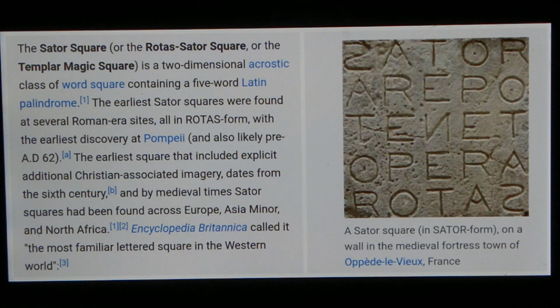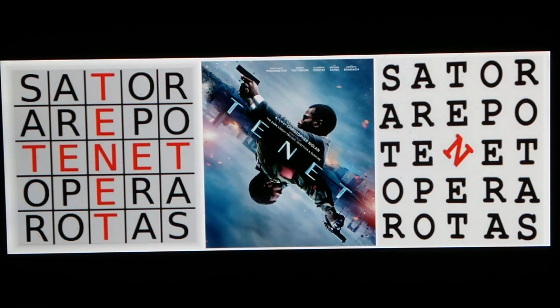And you may have heard of the movie Tenet. I believe it was Christopher Nolan that came out with that one. It's a very interesting movie, and it definitely takes into account the Sator Square. This video really isn't about the movie Tenet, but I just felt like I should mention it. All of the words in the Sator Square can be found in the movie Tenet.